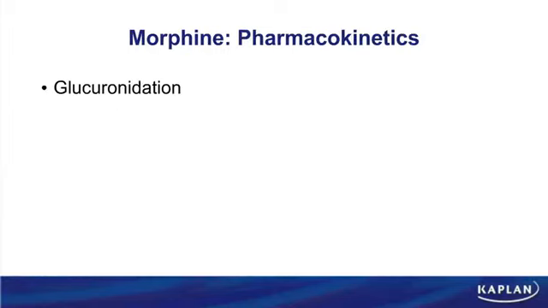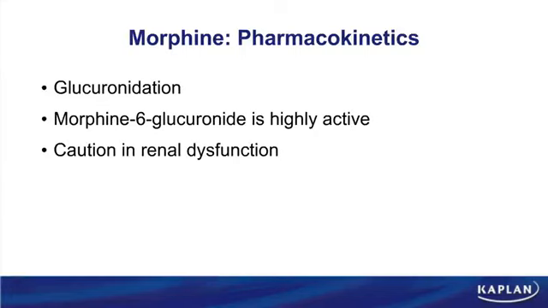When we consider the metabolism of morphine, it's metabolized by glucuronidation. That's not surprising because a lot of drugs are metabolized by this phase 2 reaction. What is surprising is that almost always glucuronidation is a way to inactivate drugs, but not in the case of morphine. Morphine 6-glucuronide is highly active, in fact, more active than the parent drug morphine. So the unusual thing here is that glucuronidation forms a highly active metabolite.